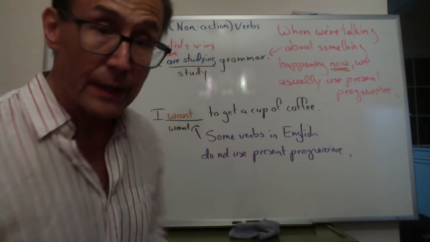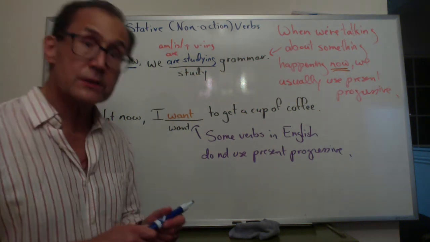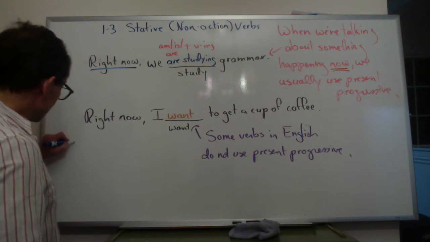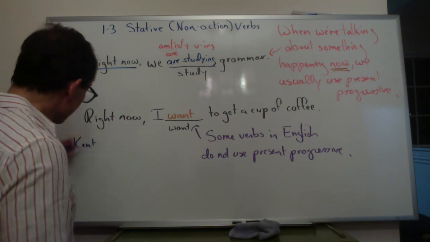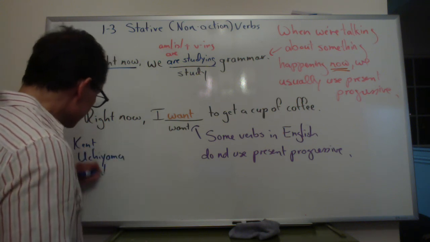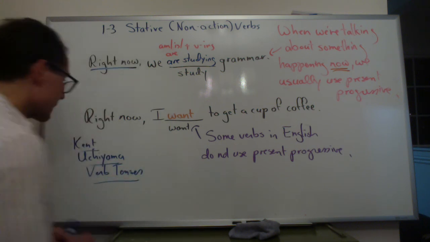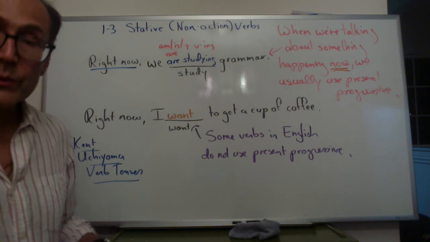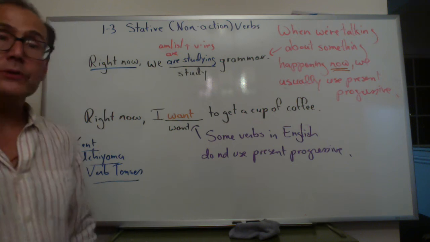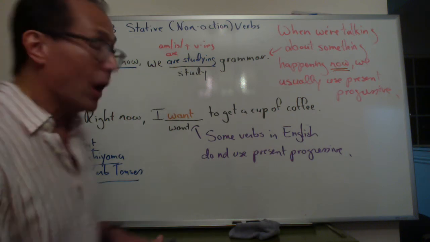Also, if you'd like a list, if you look at the book that I wrote on verb tenses, you can get a free copy. If you Google Kent Uchiyama, verb tenses, then you'll find the book. You can download it for free, and it has a whole big section on stative verbs.